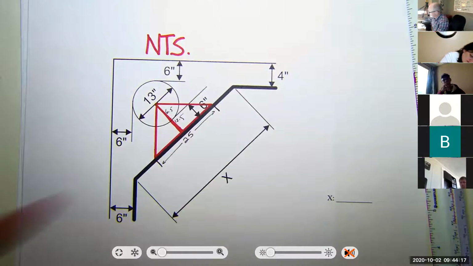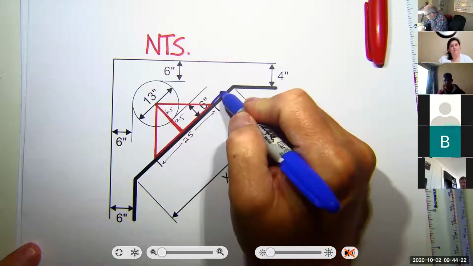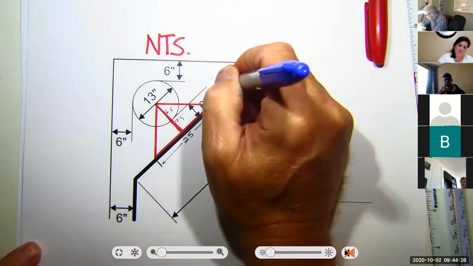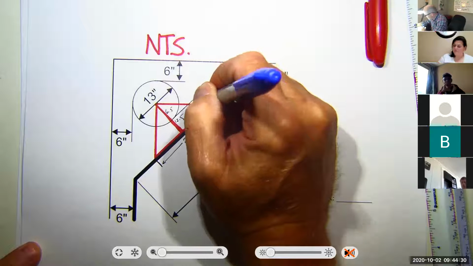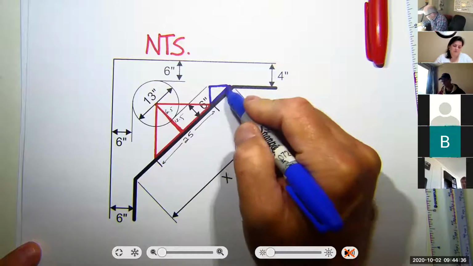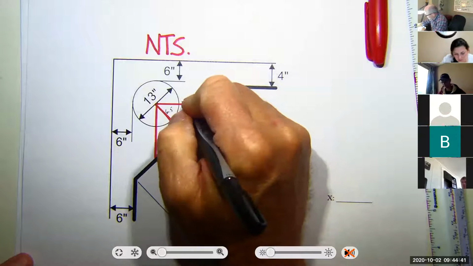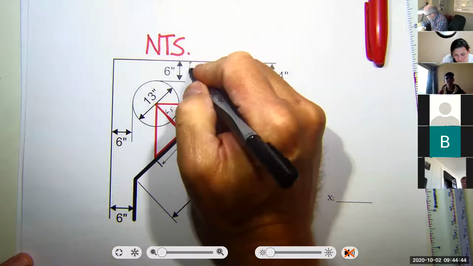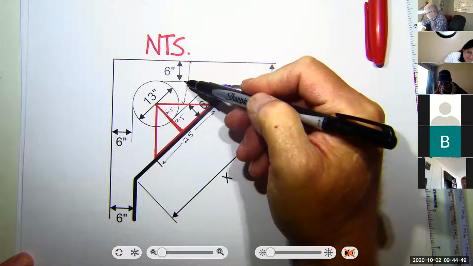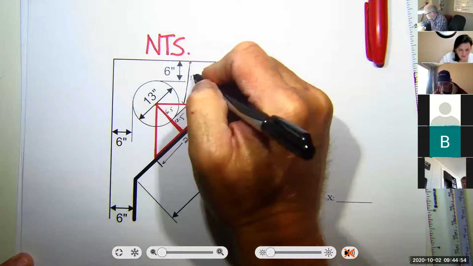The next step here is I'm going to solve for this piece right here. And I'm going to draw a right angle triangle. That's a travel. And now this is the rise and the run. This is the travel we're going to solve for. So I need to get the measurement from the red line to the wall. And that's 6.5 plus 6. So this line right here is 12.5.